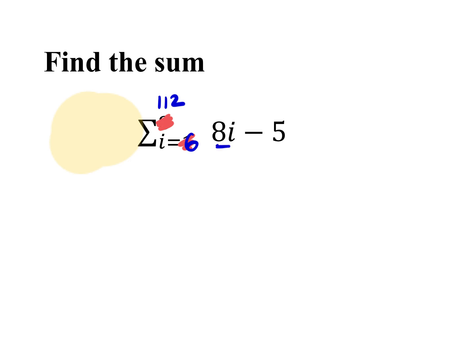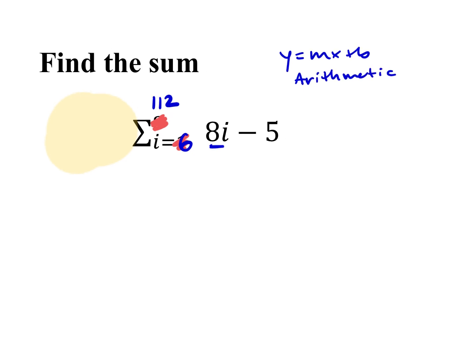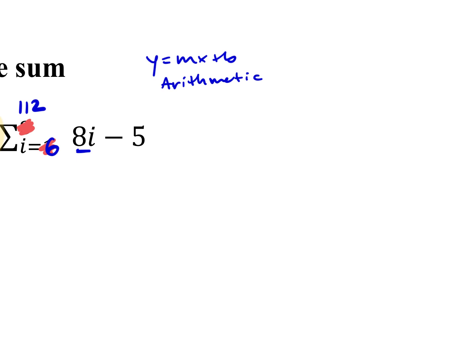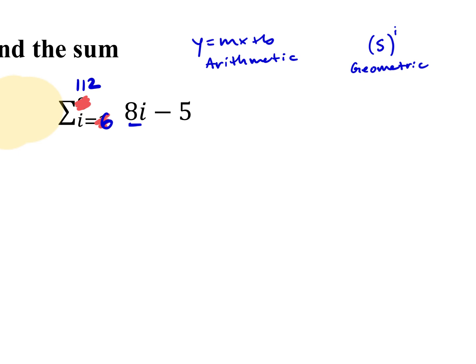Because it's 8 times i minus 5. It's written in y equals mx plus b form, kind of like that. So we know if it's written like this, that it would be arithmetic. If it was written like, let's say, something that has an exponent, like 5 to the power of i, then this would be geometric. So if it has an exponent, it's going to be a geometric sequence. But here, it's written in slope-intercept form, so it would be arithmetic.